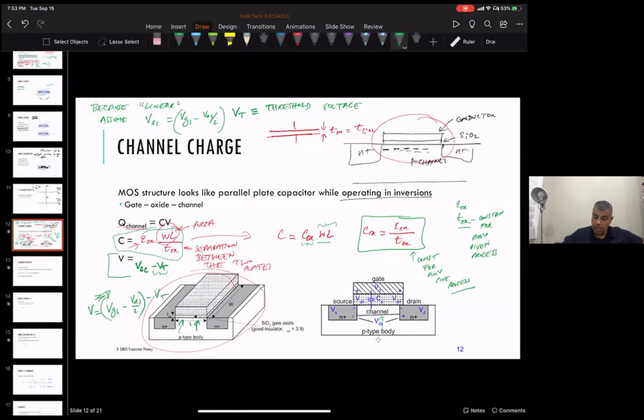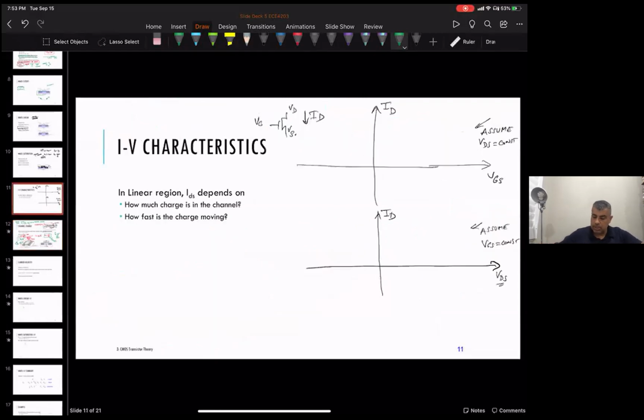Okay, so that's the charge in the channel when you're in linear mode. The next thing we want to see is, let me take a step back about what we're doing. One way to look at it is Q is equal to CV, so dQ/dt is C dV/dt, and this is current.